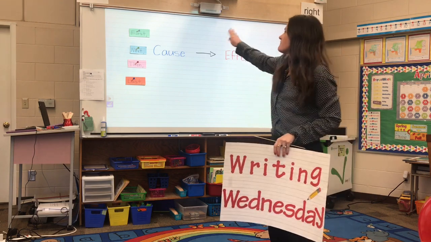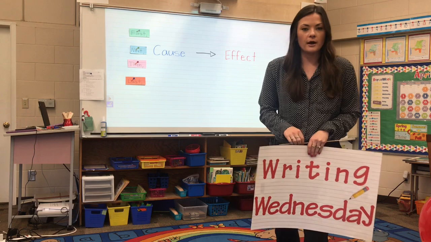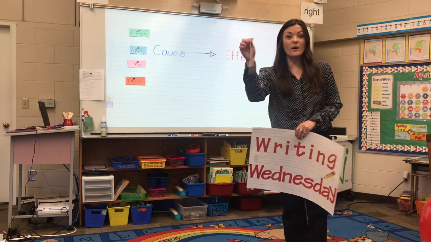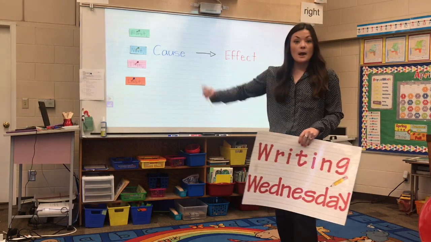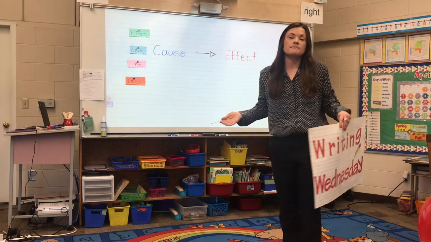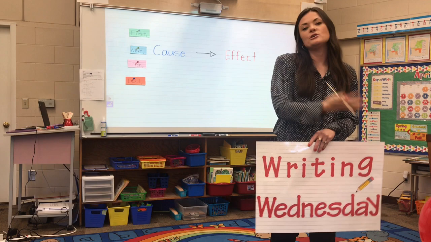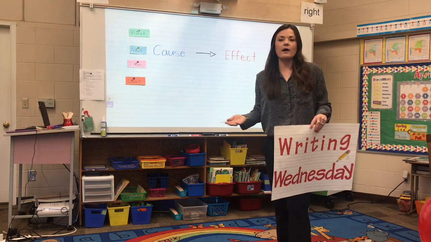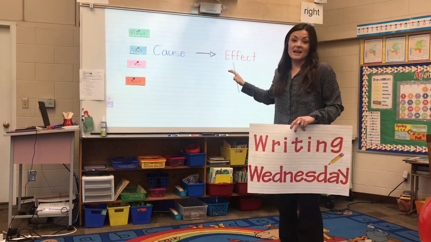Or, first, get a balloon and blow it up. Next, get a pointy object. Then, poke the balloon. Last, my balloon is popped. So I want you to write a story. Those are 2 different examples of stories that you could write using cause and effect.